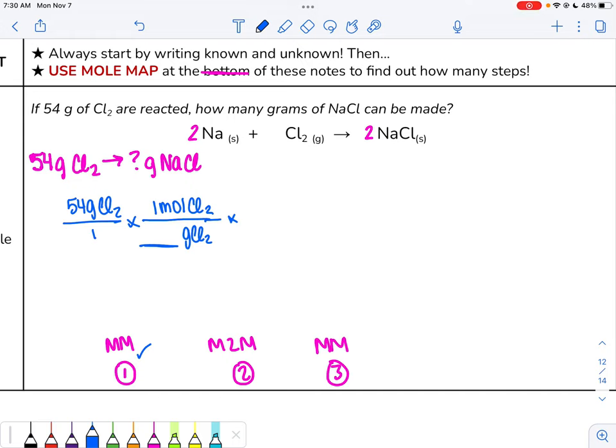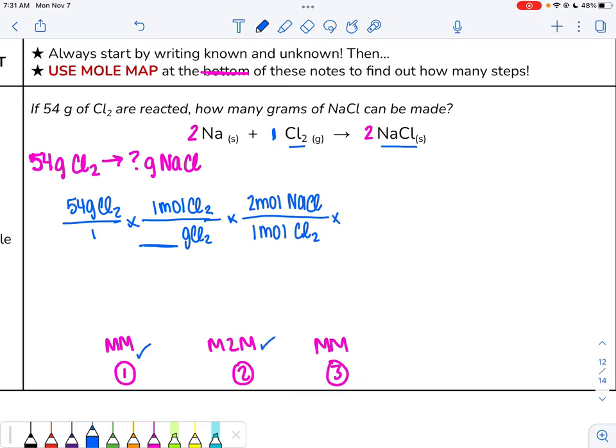Okay, second conversion factor. Now I need the mole to mole conversion factor. So this is the one where I have to check my balanced chemical equation, because that's where I get my number of moles from. I know that I'm working with Cl2 and NaCl. These are my substances. So what's the mole ratio between them? Well, for every one mole of Cl2, I'm making two moles of NaCl from my balanced chemical equation. So those are the mole ratios I need to fill in. What goes in the denominator? It's got to be Cl2, because it's Cl2 in the numerator of the previous conversion factor. So I have one mole of Cl2 from my balanced chemical equation, and I have two moles of NaCl from my balanced chemical equation. All right, check, did it, last one.